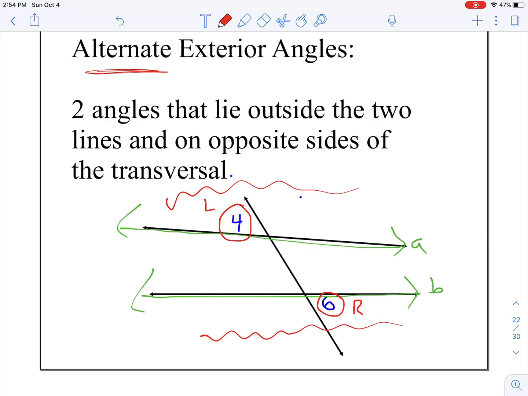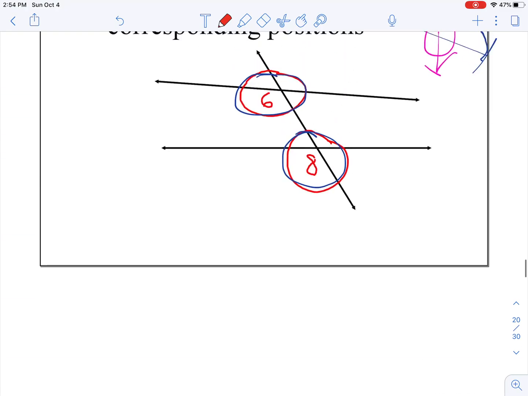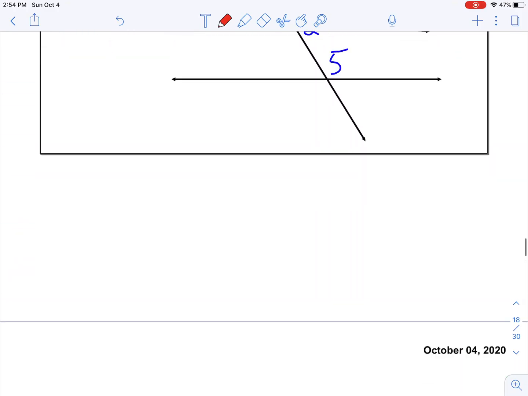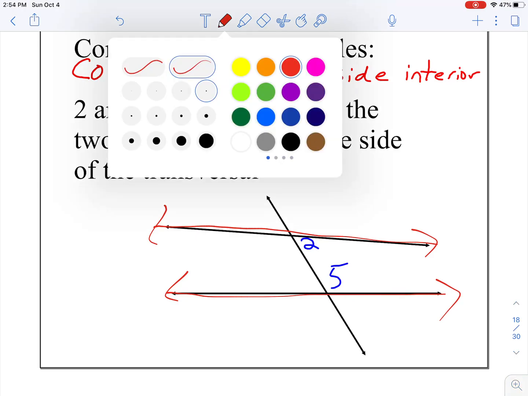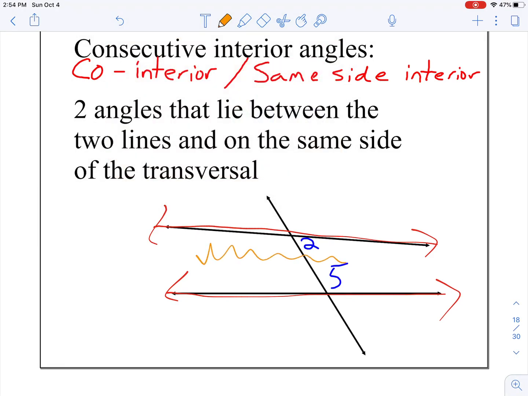Then the last one there are those consecutive interior angles, which I accidentally have slid up here somewhere. There it is. Consecutive interior angles. Once again, we're back to the interior of my two lines. So there's our two lines we're looking at. We want to be inside those lines now. Consecutive means that we are going to be on the same side. So since angle 2 is on the right, angle 5 is also on the right. So those would be consecutive interior angles then.